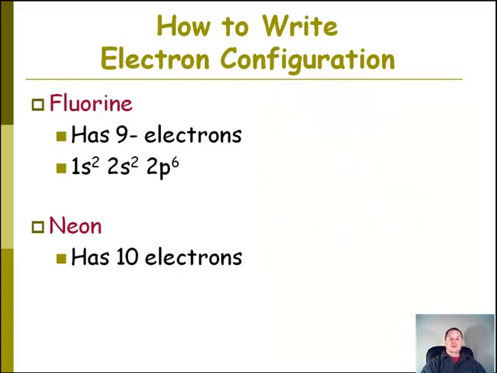Okay, neon, on the other hand, has 10 electrons, right? So it's 1 to the right of fluorine, so it should be 1s2, 2s2, 2p6. Okay, so you get an idea how this is going. If you're a little confused, don't worry. When we practice in class, you'll get a lot better.